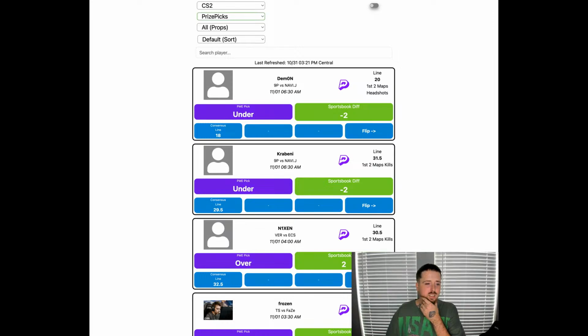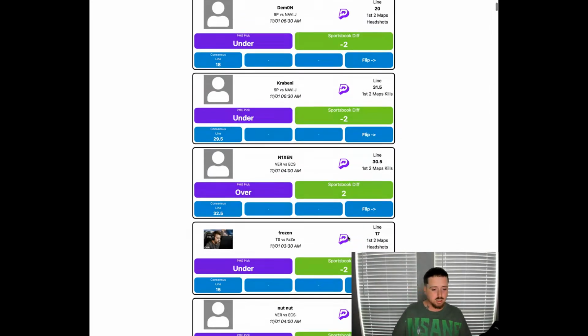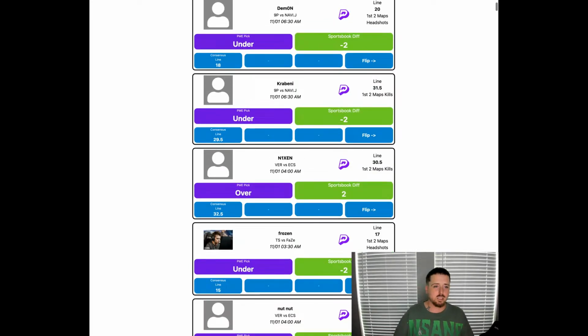Oh, Frozen's? So the best CS2 props right now on Prizepicks: Demon under 20 first 2 map headshots. Krabeni under 31.5 first 2 map kills at -2. Nixon over 30.5 first 2 map kills at a 2. Frozen under 17 first 2 map headshots is his best value at a -2.